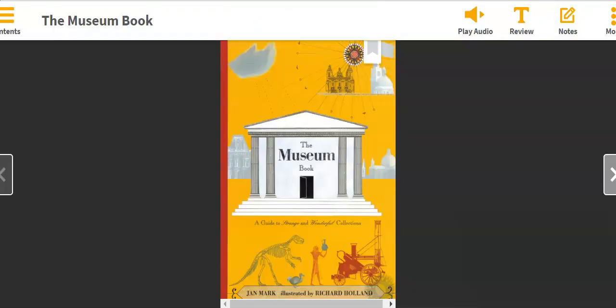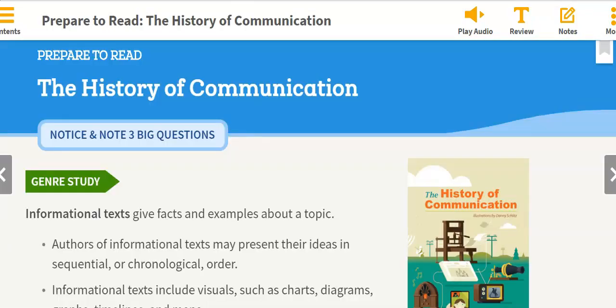So here we go, kiddos. I did assign this. It's called the museum book. You'll only be able to access it on the HMH site. So if you're not able to access the HMH site, that is okay. This is just some extra reading that I wanted you to do. And I thought that the book would probably be fun for you. So that's why I assigned it.